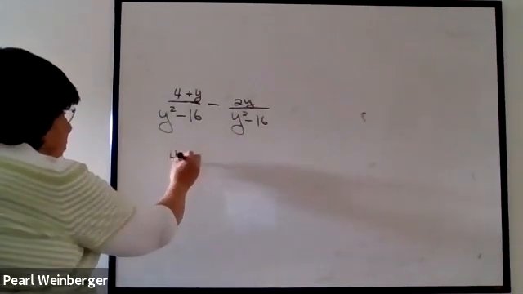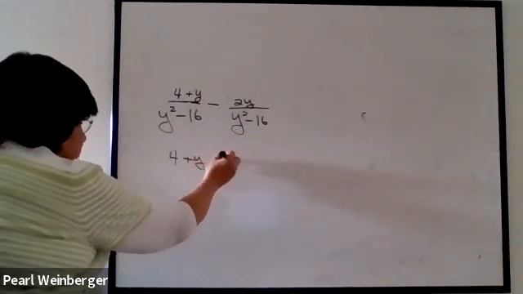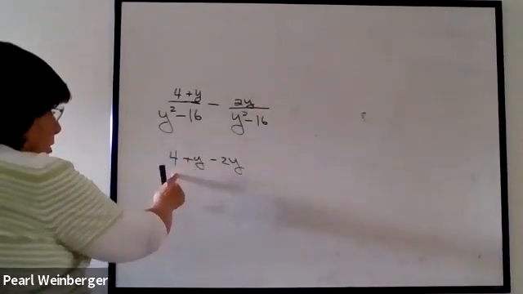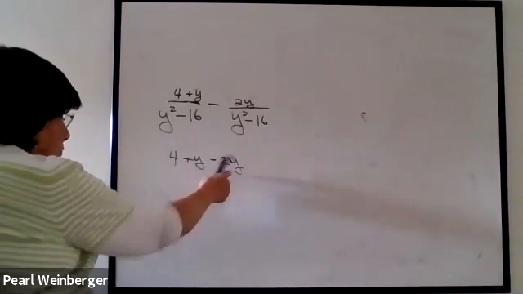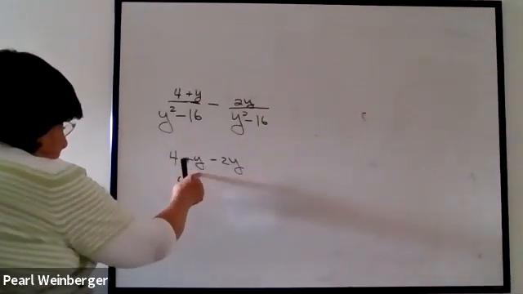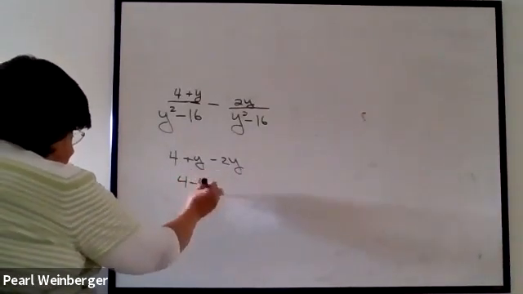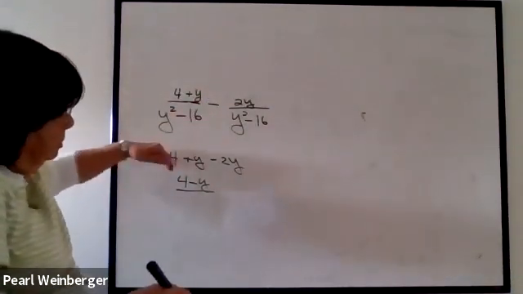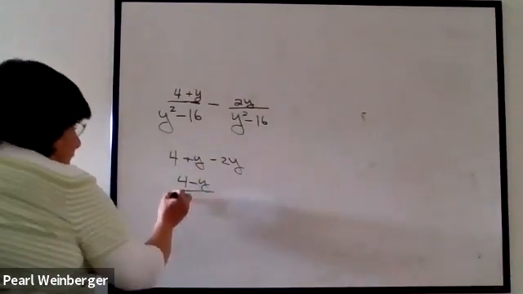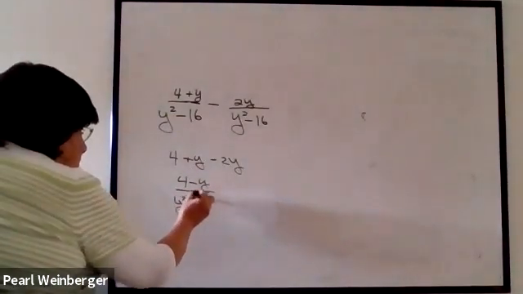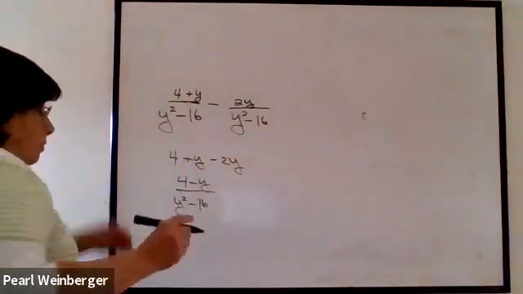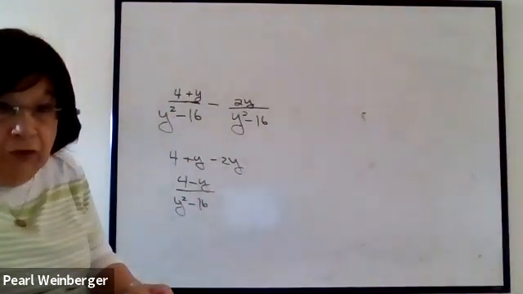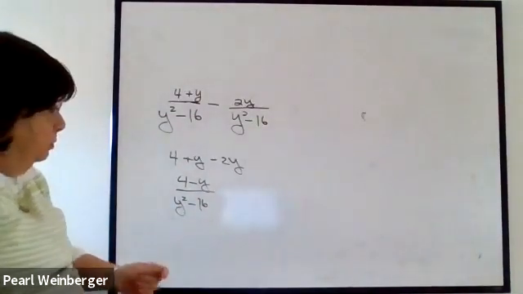So we have 4 plus y minus 2y. And I have to put a parentheses here because it's only one term. When I combine the 4 plus y minus 2y, I get 4 minus y. So my numerator comes out to be 4 minus y, and I put it over the y squared minus 16. Remember, I only start to simplify after I have combined all the like terms.